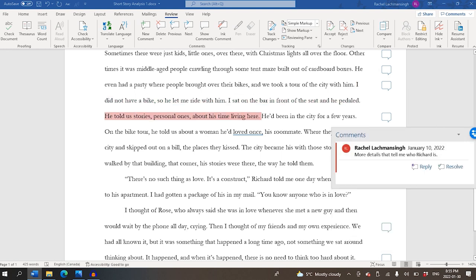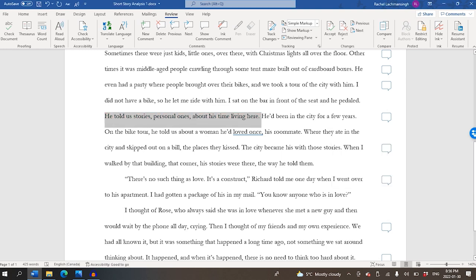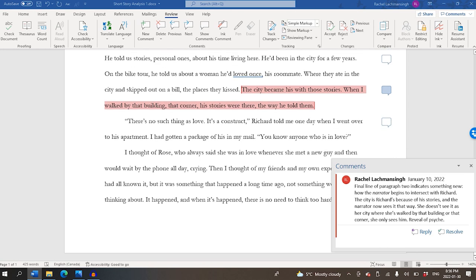So the next line I highlighted is, "He told us stories, personal ones, about his time living here." I think this shows more details that tell me who Richard is. He told us stories, personal ones. It's not just stories about something. It's not other people's stories. It's his stories, personal stories about his time in the city. So it's interesting that Richard chooses to announce his personal business at parties. It makes me wonder, is he just a person who doesn't mind sharing? A lot of characterizing detail here. Again, it's such a succinct space. I'm telling you, this is why this short story collection changed my writing, because wow, 11 words can do so much.